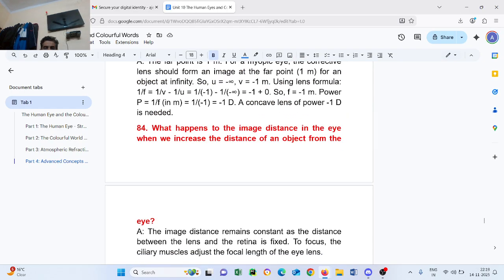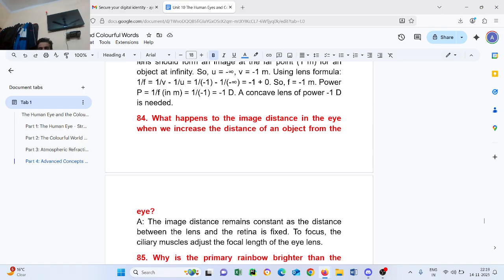Question number 84. What happens to the image distance in the eye when we increase the distance of an object from the eye? The image distance remains constant as the distance between the lens and the retina is fixed. To focus, the ciliary muscles adjust the focal length of the eye's lens.